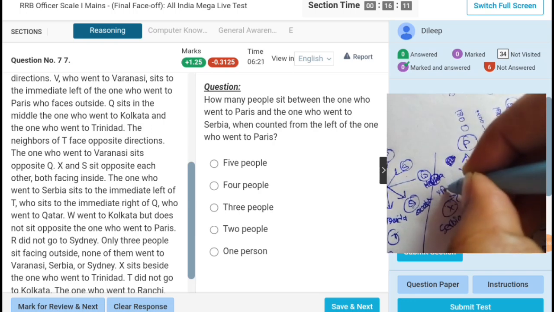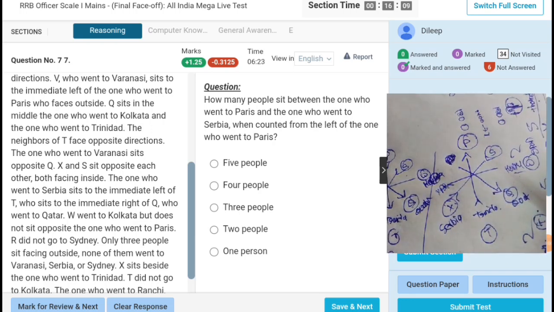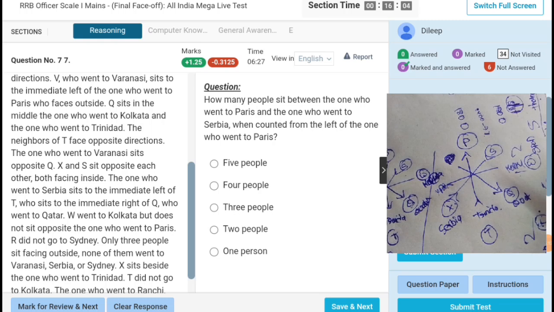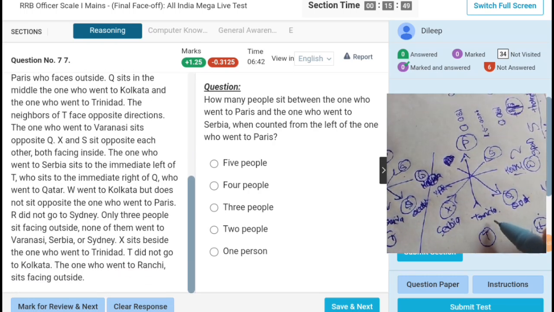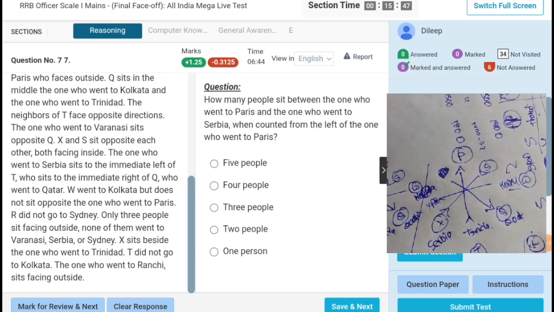Not Paris. Aunt is not go to the Sydney. Neither Varanasi. Said Pia, Sydney. X is beside the Trinidad. T does not go to the Kolkata. Ranchi facing outside.